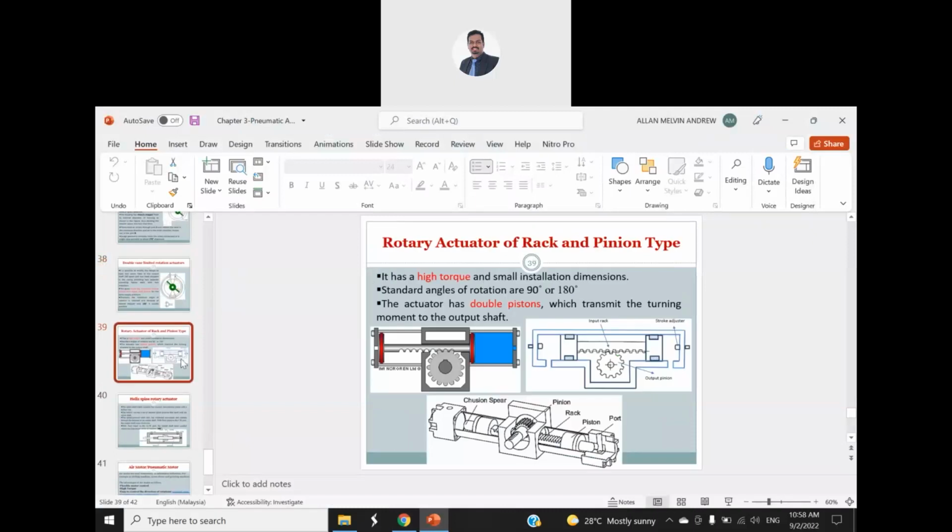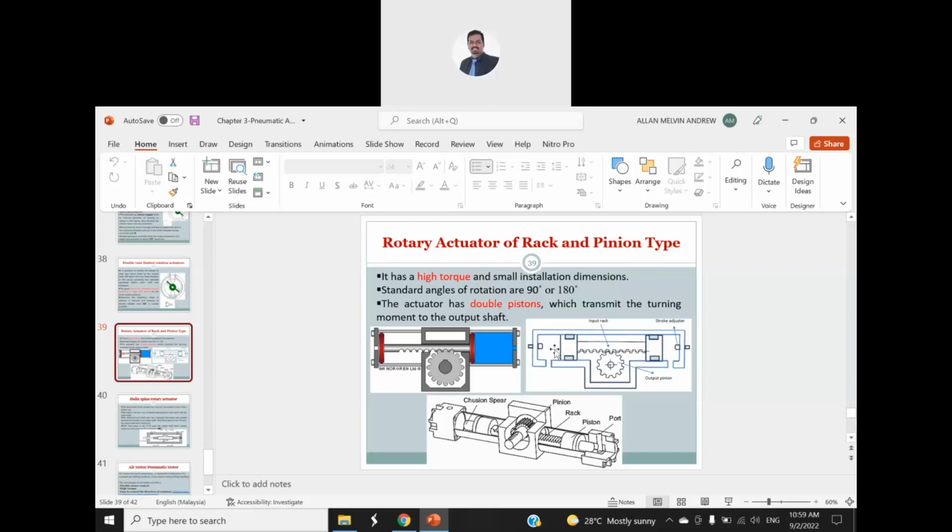Okay, rack and pinion. Apa function rack and pinion? So yang ni adalah rack, yang ni adalah pinion. So apa yang dia buat dalam rotary actuator? Convert linear to rotary force. Can you repeat? It converts rotary to linear force and vice versa. So it's actually a rack and pinion.